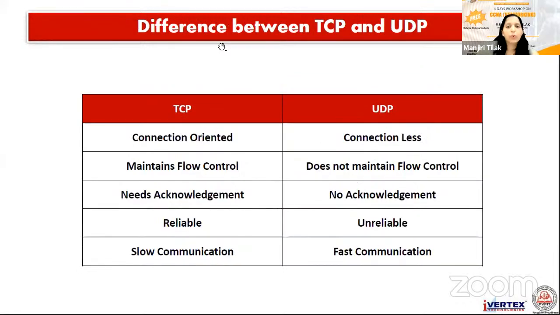Okay. Now, because TCP and UDP are two different mechanisms, you need to understand the basic difference between TCP and UDP. So see, the very first point, what is written? TCP is a connection-oriented protocol and UDP is connectionless. Now see, what is the meaning of this?